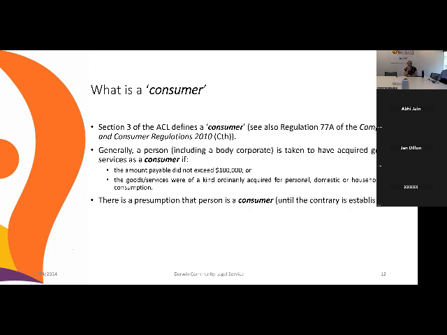The other thing is that there is a presumption that a person is a consumer. So if someone alleges that they're a consumer, the presumption is that they are until the contrary is established. That would most likely be the other party trying to argue otherwise.